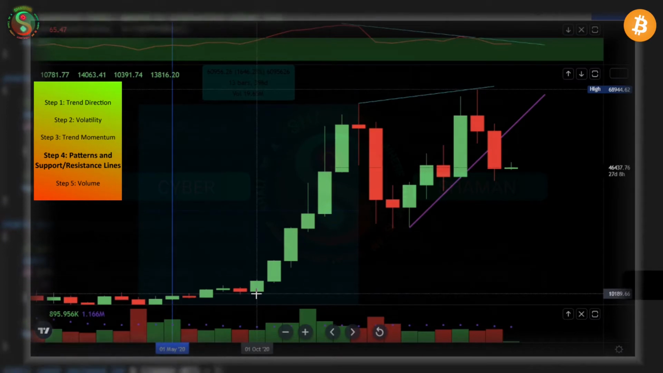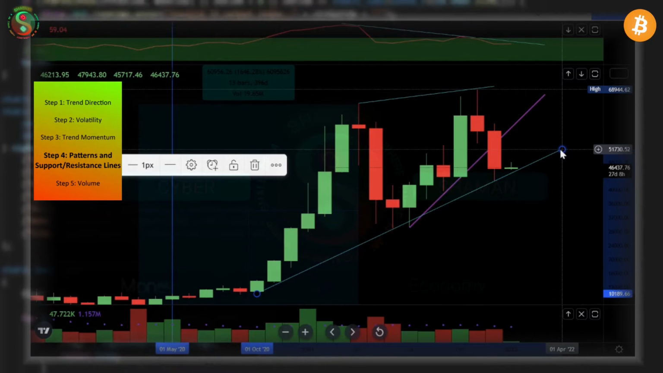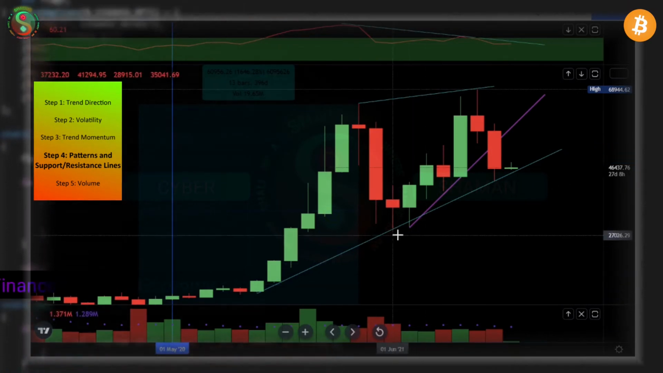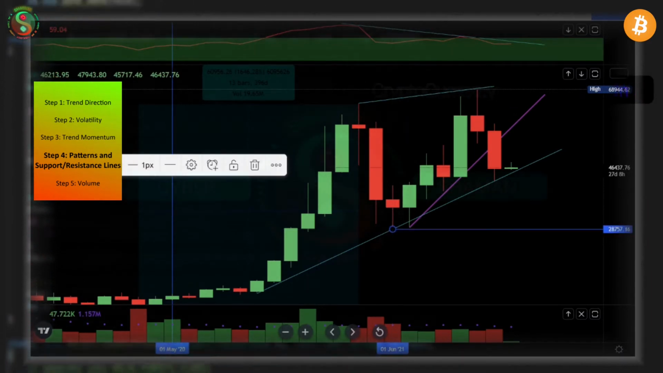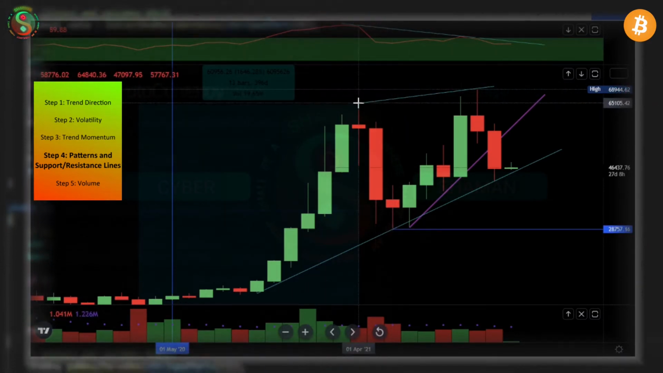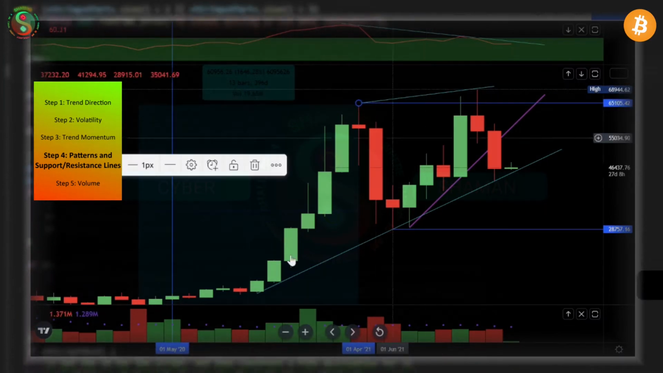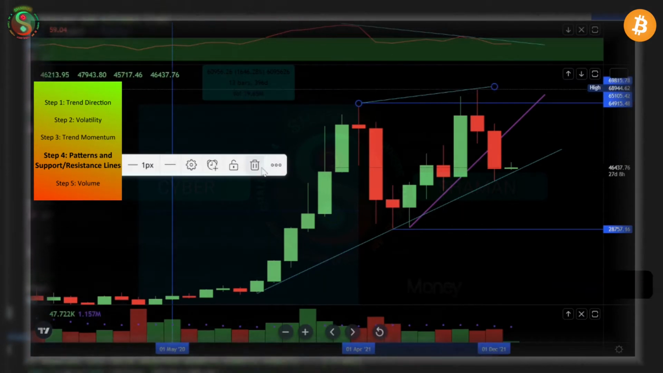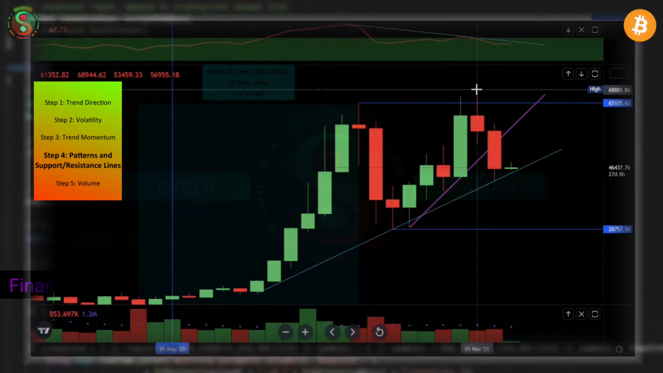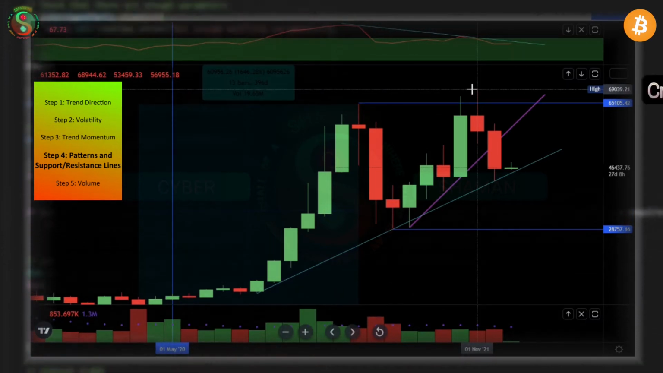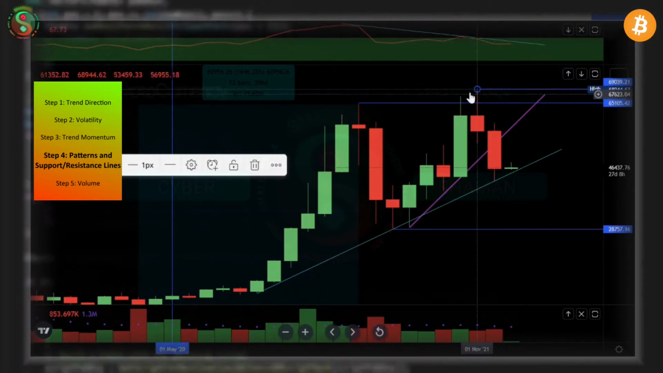First we have a trend line here, a support line at 28k, a resistance line at 65k at the previous all-time high, and another resistance at 69k at the current all-time high.